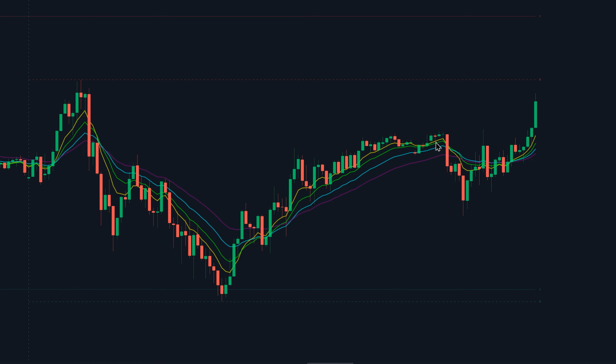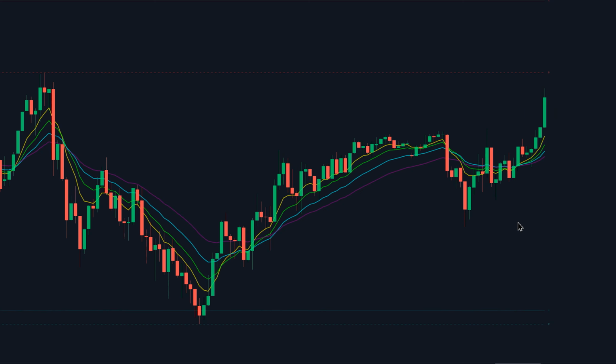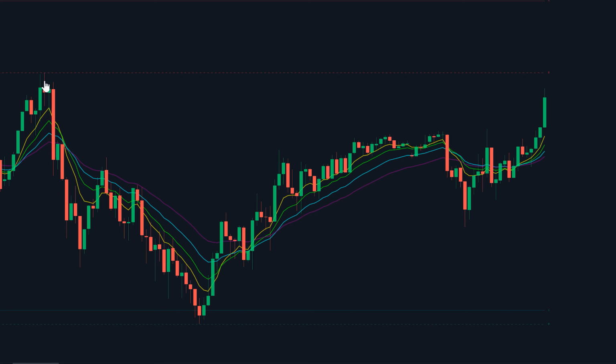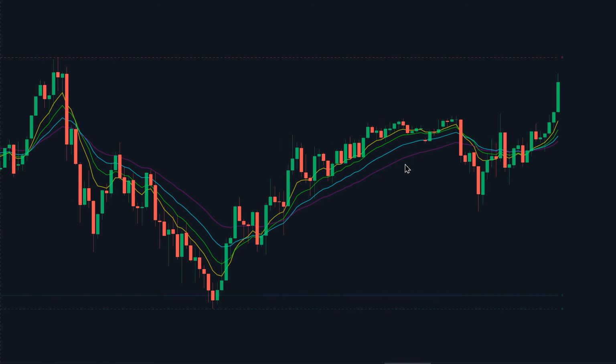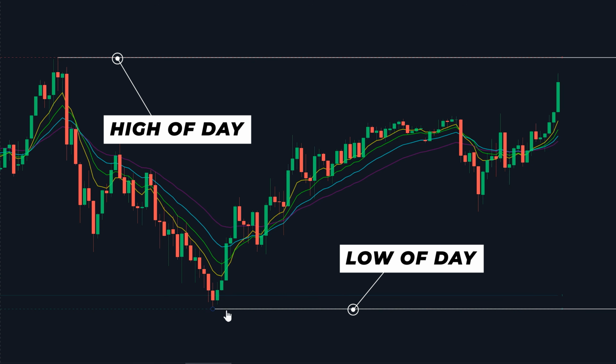Now, assuming you wake up on a fine, beautiful day, ready to tackle the market, you look at your chart and you see that your indicator has labeled this dotted line as the current day's highest achieved price, and this is the current day's lowest achieved price. Now, to extend these to the right, I'm gonna put a white horizontal line right here, and same thing for the low price. I'm gonna put a horizontal line right here. Now, we know that this is the high of the day and this is the low of the day.